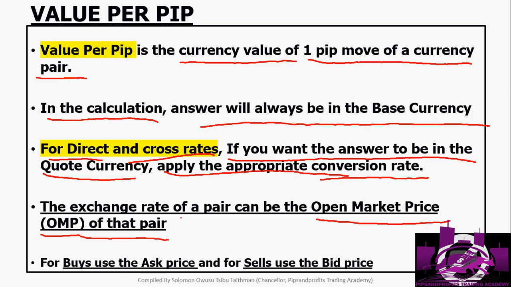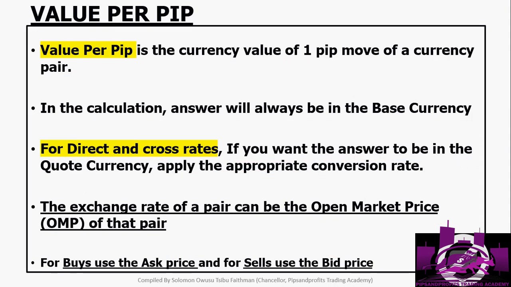These are technical terms that we want you to get at this foundational level so that when you move forward, you are not going to worry yourself with these things again. So for buys, you use the ask price. We know what the ask price is. And then for sales, you use the bid price. Okay, so this is just a bit of information. You can take a screenshot of it. Okay, now let's continue.